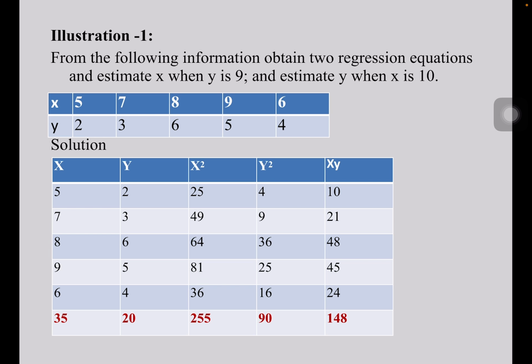For normal equations, we need sigma x, sigma y, sigma x square, sigma y square, sigma xy. Number of items means we have to count here 1, 2, 3, 4, 5. 5 is the number of items. So, you have to do all these calculations and find out the totals. So, sigma x is 35, sigma y is 20, sigma x square is 255, sigma y square is 90, sigma xy is 148, n is 5.